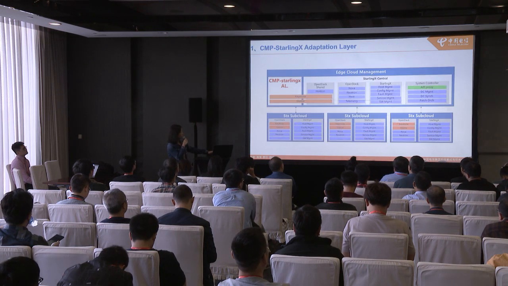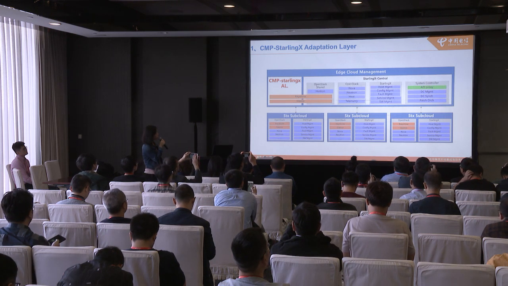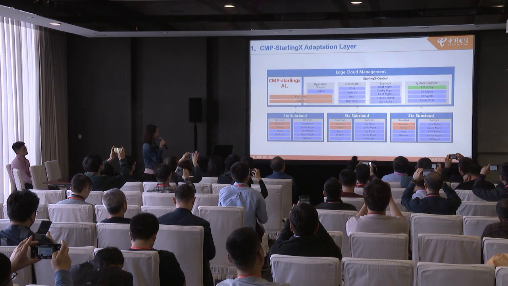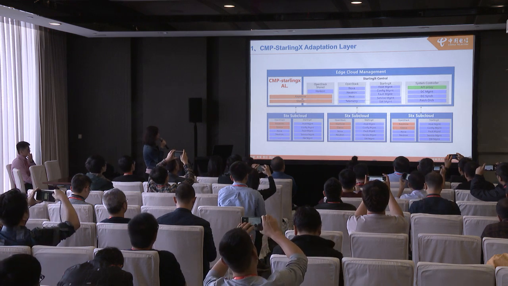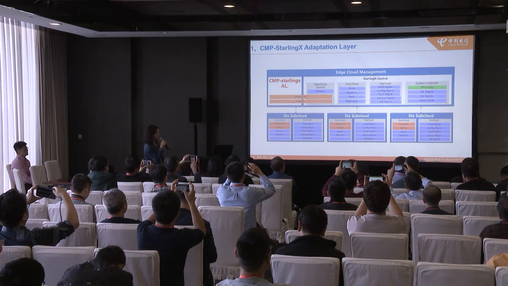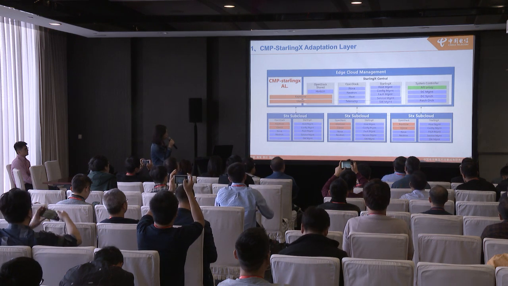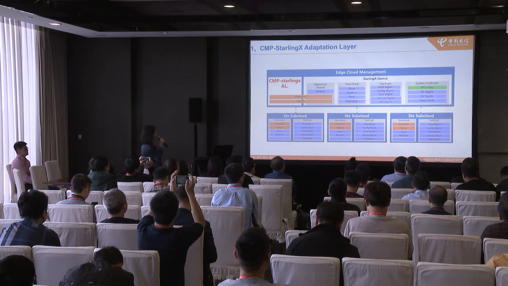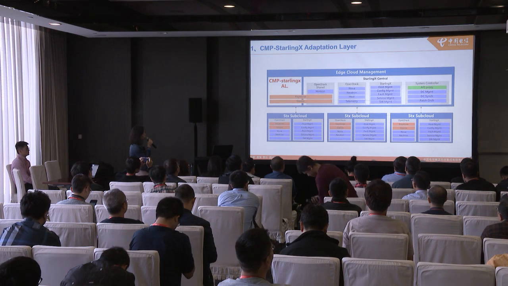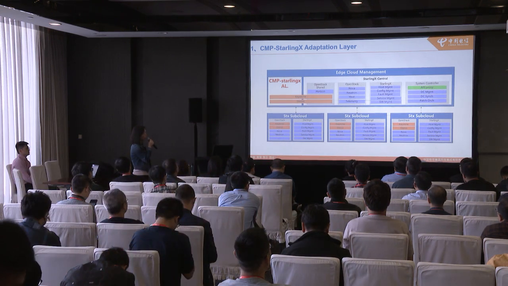Well, let's see the detail. The first one, the StarlingX adaptation layer. Because of some specific encryption and authority management requirements, we use the Keystone and Glance components of our adaptation layer to replace the Keystone and Glance components in the StarlingX Central. So we use this solution to converge StarlingX Central and the authorization system into our management system.